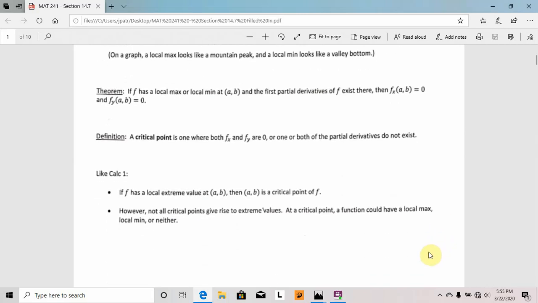And then the very last thing is if there is a local extreme value, either a max or a min at (a, b), then (a, b) is a critical point, but it doesn't necessarily work in the opposite direction. You could have a critical point where you get a local max, you could have one where you get a local min, or you could have one where you would have neither. The neither situation is kind of an interesting shape. We've seen it before, but we're going to see it again. It's example number 2.